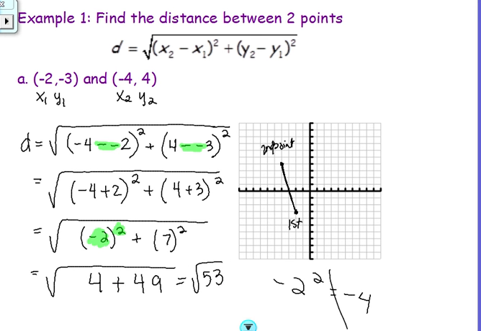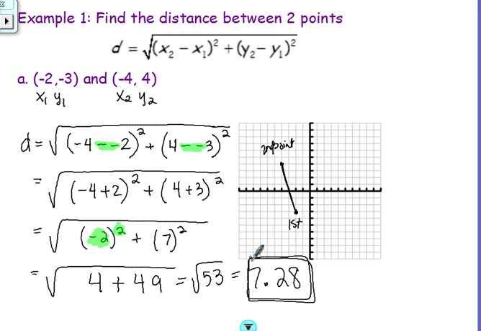Now you can leave your answer like that, or for our project that we're working on, you are going to want to type that in your calculator and tell me the square root of 53 is 7.28 units. I would round to 2 decimal places on these. So 7.28 is our distance from the first point to the second point.